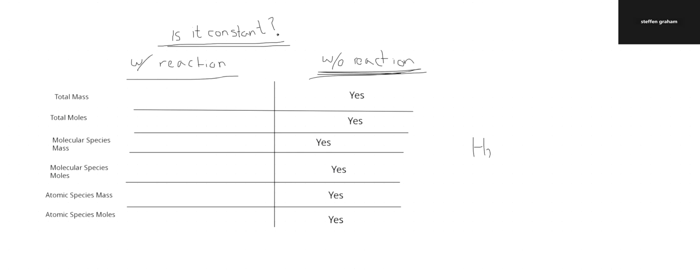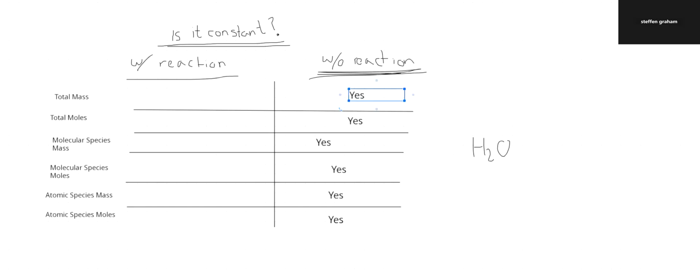Let's say we have water. Your atomic species, that's your hydrogen. You could do a hydrogen balance, the amount of hydrogen that goes in and comes out, or oxygen, the amount of oxygen that goes in and the amount of oxygen that comes out. And those will also be constant.